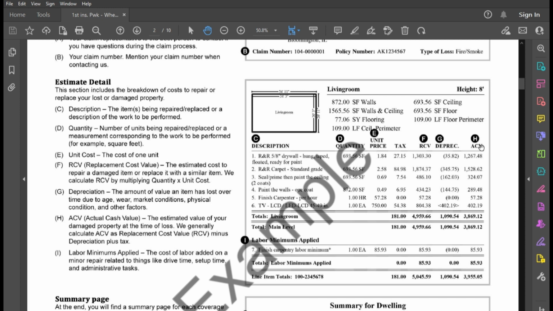So now your ACV. This is basically what they're going to send you to complete the work. Okay, so once you've finished the work, you've got everything done, it's looking better, the crew is all cleaned up and they're off the property, your contractor is going to send a bill off to the insurance company to close out the claim, and then they will send you this amount in the mail.